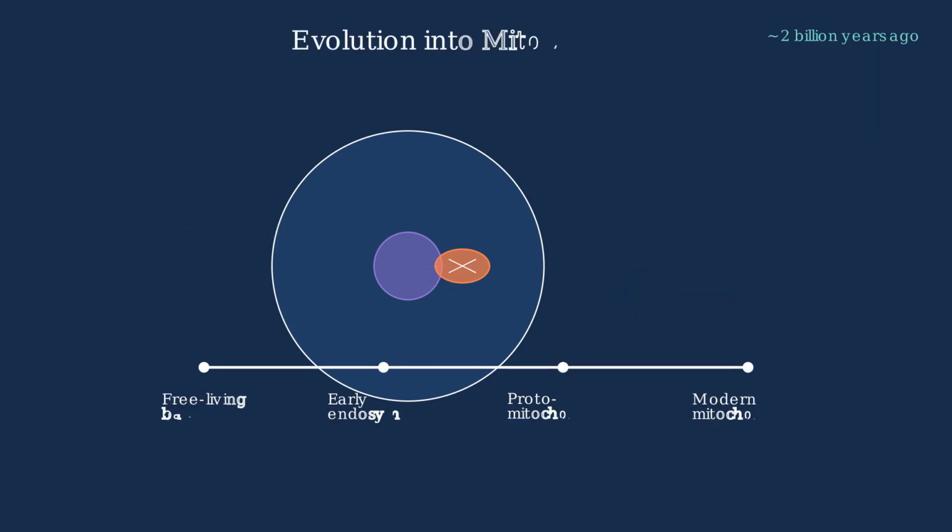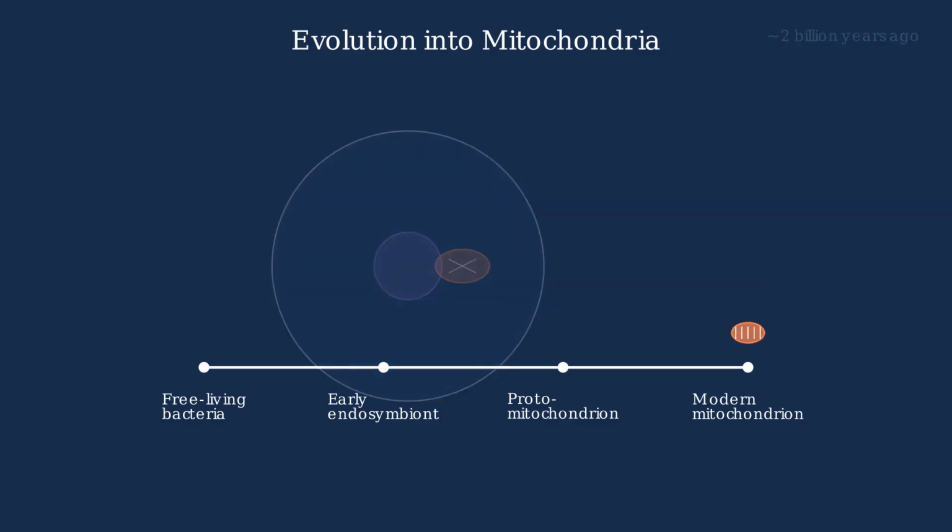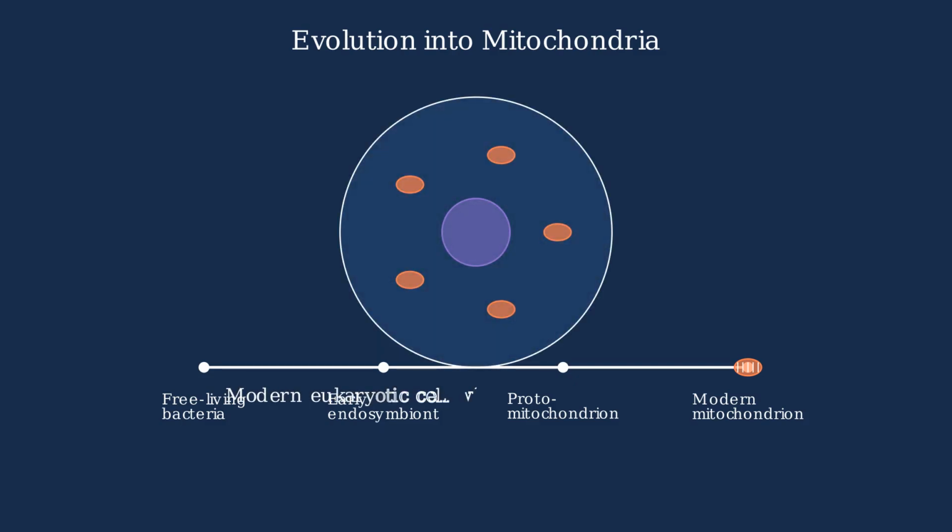Over millions of years, the endosymbiotic bacterium gradually evolved into what we now recognize as mitochondria. These organelles retained their own DNA and ribosomes while losing much of their bacterial genome, becoming fully integrated components essential for energy production in nearly all eukaryotic cells.